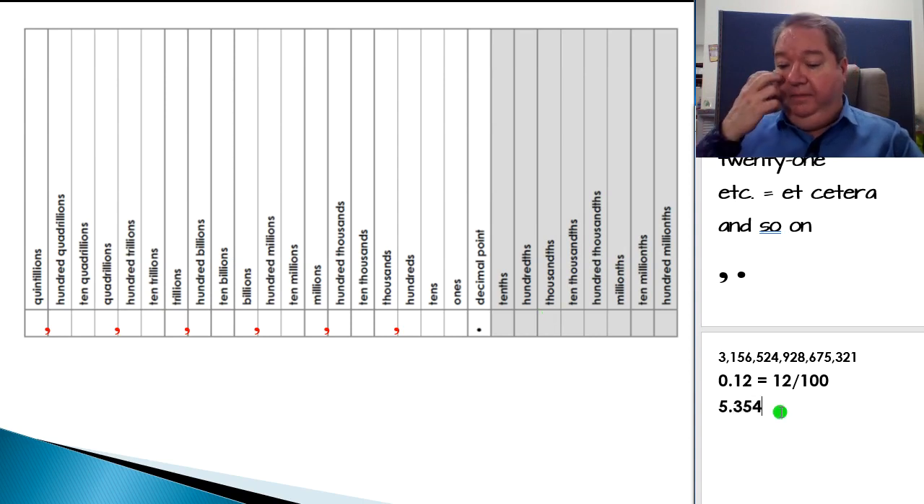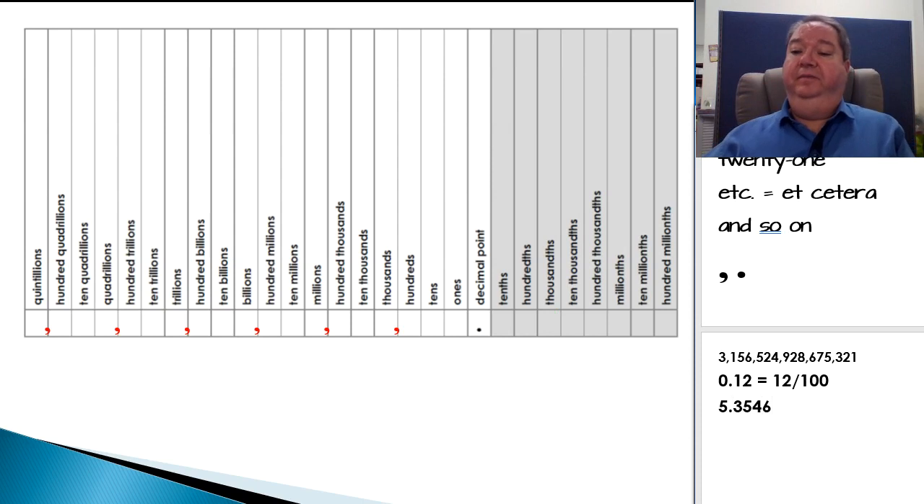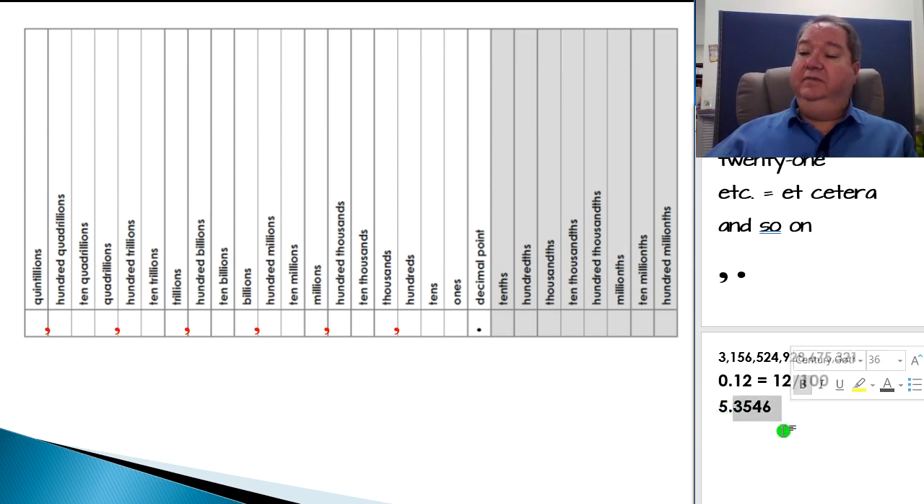If we increase that, if we add another space here, 5 and, how do we read this? 3,546, 4 spaces, 10 thousandths. 5 and 3,546 10 thousandths. Okay?